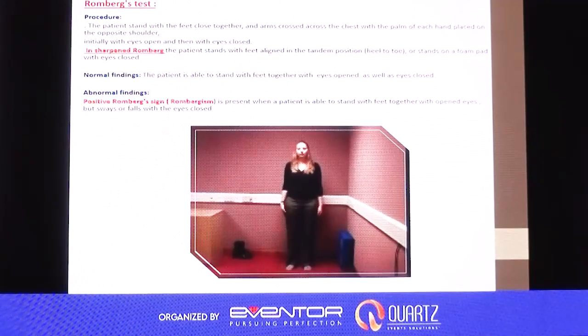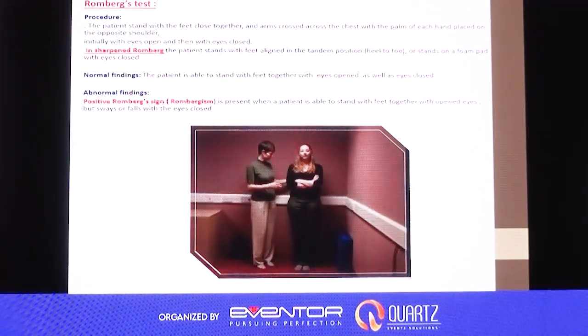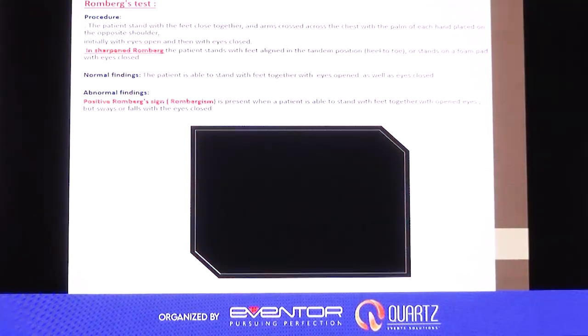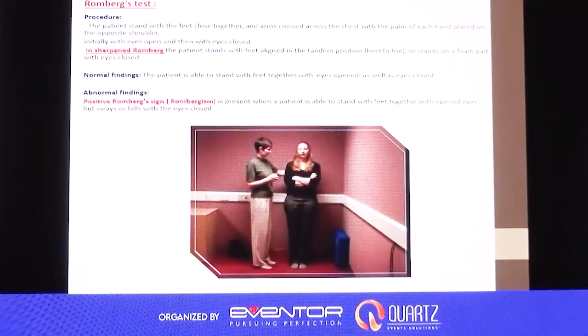Normal finding: the patient is able to stand with feet together with eyes open as well as with eyes closed. While abnormally, what's known as Rombergism or positive Romberg sign is present when the patient is able to stand with the feet together with eyes open but sways or falls when the eyes are closed.